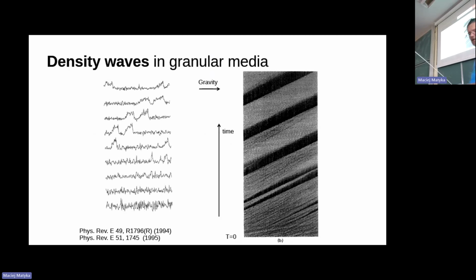Here is one of the results, and these are the density waves in granular media. And these are the waves that are studied in granular matter research. So basically, you have gravity which is in this direction. The system is one-dimensional, and the situation is like that: there is a kind of density gradient in the x direction. Sorry, here. The density gradient in the x direction.